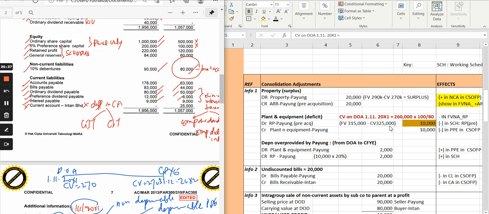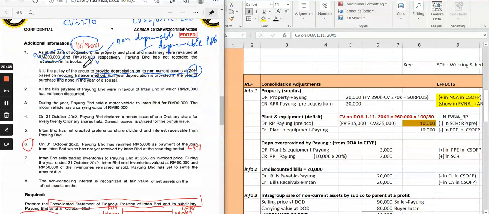So you straight away get the figure to be 325. If you gross up this, you get 325. You will compare with the fair value on the date of acquisition. That was 315, and therefore it is greater by 10,000. And because this is a deficit, you will debit retained profit of Payung. This is the revaluation deficit that happened on its initial revaluation. You will debit to the retained profit, not debit to the ARR. You will credit to the plant and equipment.